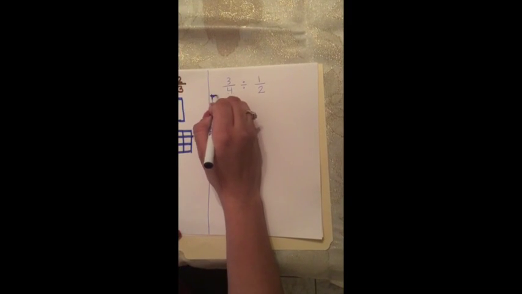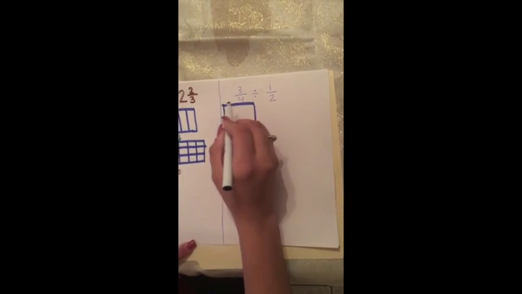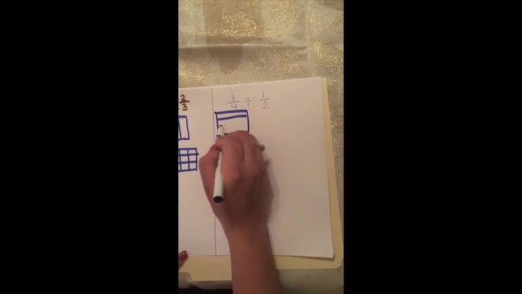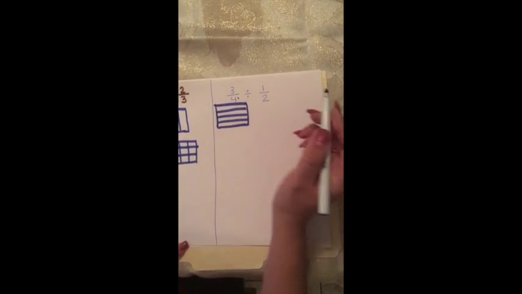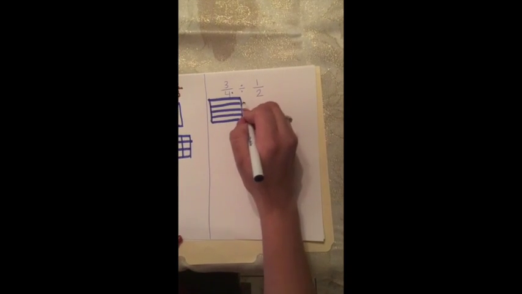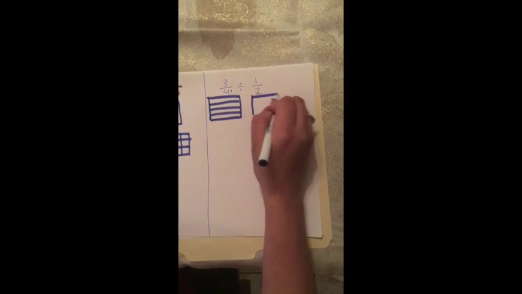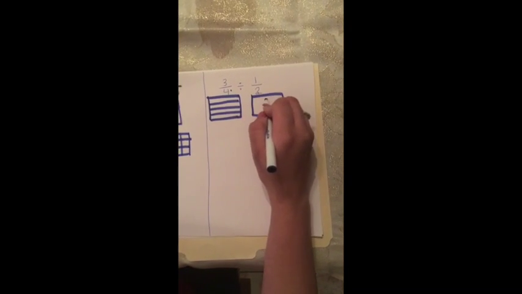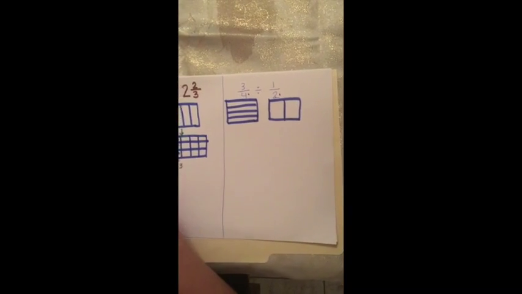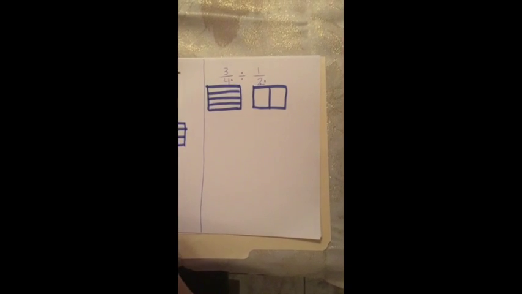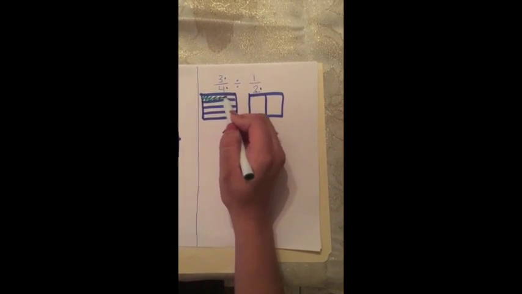Okay, so we found how many 1/4 are in 2/3. So the next problem is 3/4 divided by 1/2. So again, we're going to make 4 rows because that's the denominator. And now for the second square, we're going to have 2 columns because that's the denominator. So we're going to find how many 1/2 are in 3/4.